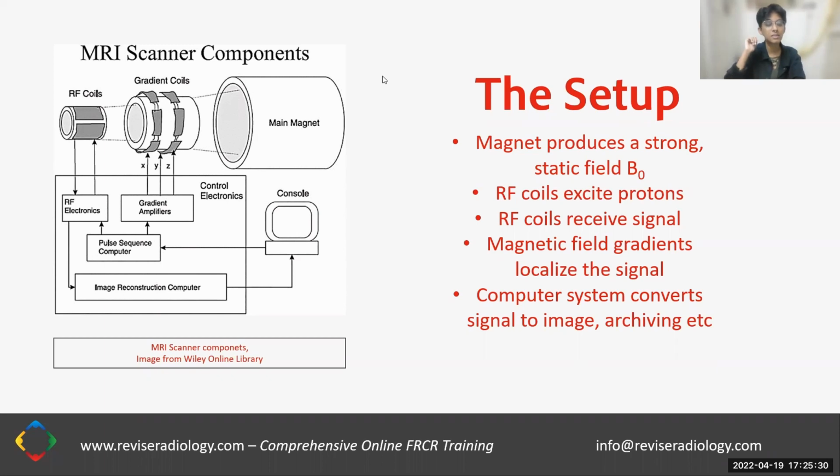Now, first this magnetic field is applied. Next, the radio frequency coils send out a radio frequency pulse. Then after a period of time, the radio frequency coils receive pulses in return. Magnetic field gradients are applied during this process, which localize the signal, and then the computer system converts the signal to the image and carries out other functions like archiving, etc. So let's look at what is happening to these protons during this entire process that we've just described.